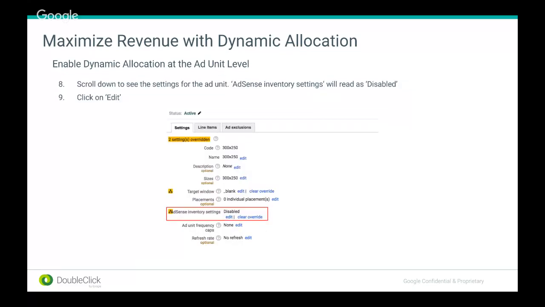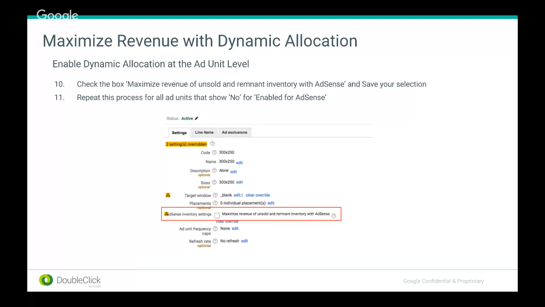You then need to scroll down to see the settings for that ad unit. So the ad unit inventory settings will read as disabled. So here, click on edit. You'll then need to click the box that says maximize revenue of unsold and remnant inventory with AdSense and save your selection. You'll then need to repeat this process for all ad units that show no for enabled for AdSense.